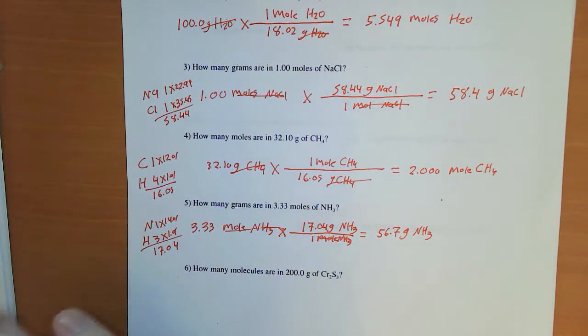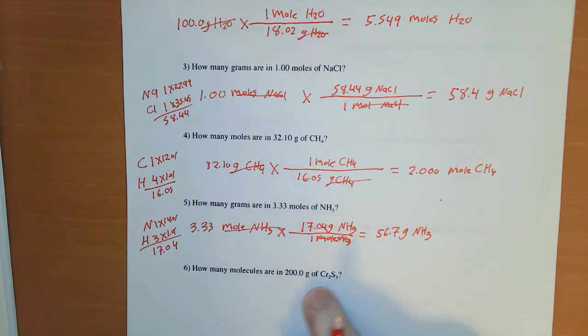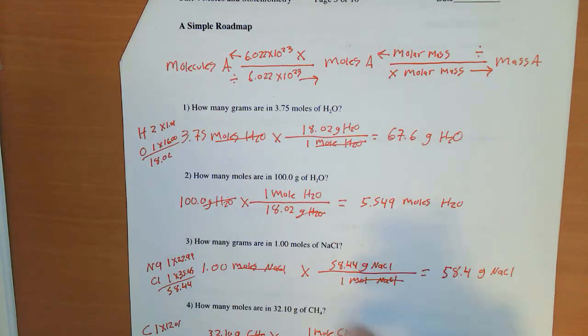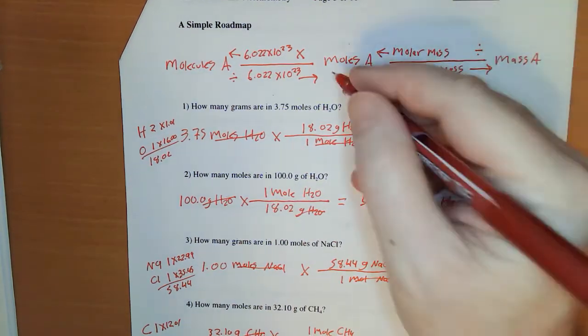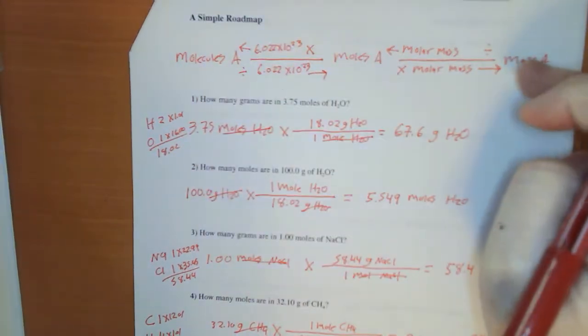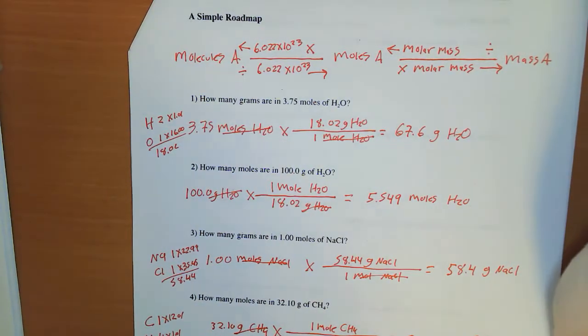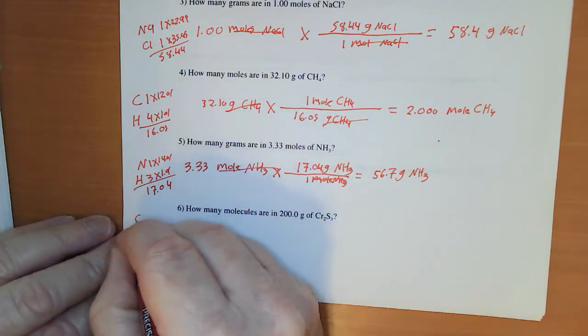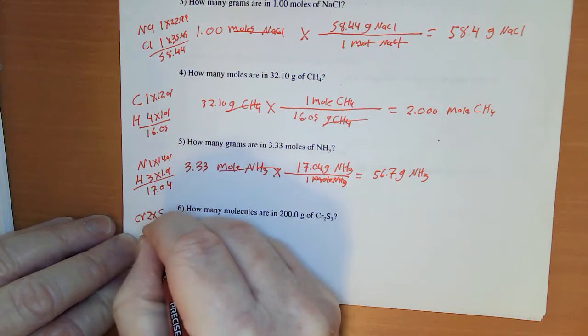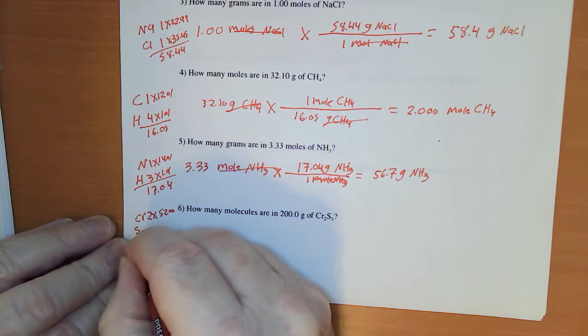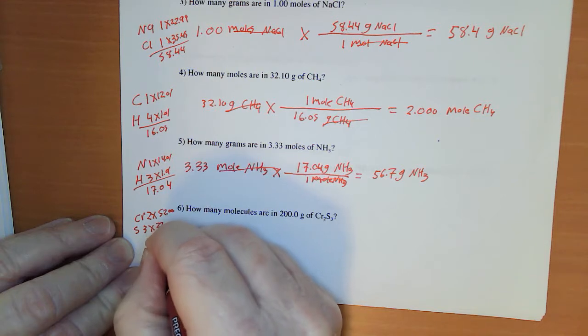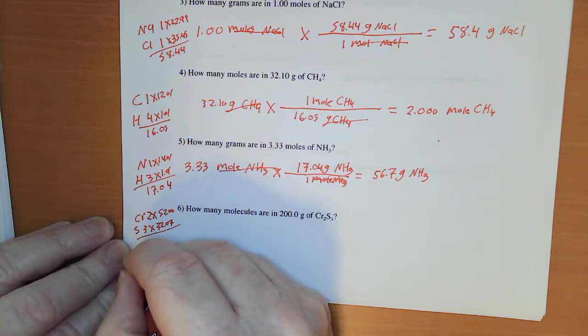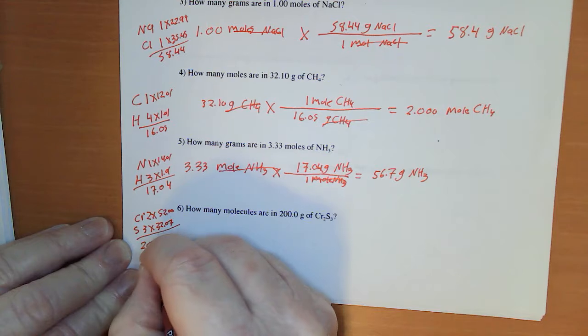All right, now we're just going to take it one step farther. We're going to bring molecules into play. How many molecules are in 200.0 grams of Cr2S3? So when I go back up here, I have to go from mass to moles and then moles to molecules. There's not a shortcut. There's not just a one-step way of doing this. Okay? So, Cr 2 times, and that's 52.00 in sulfur, and that's 3 times 32.07, and that actually adds up to be 200.21.